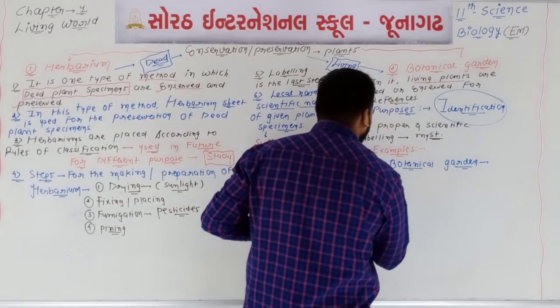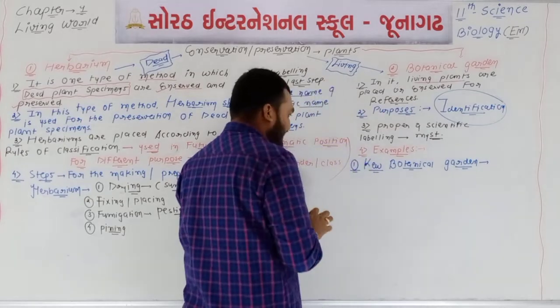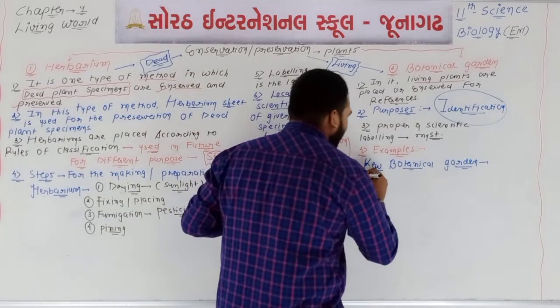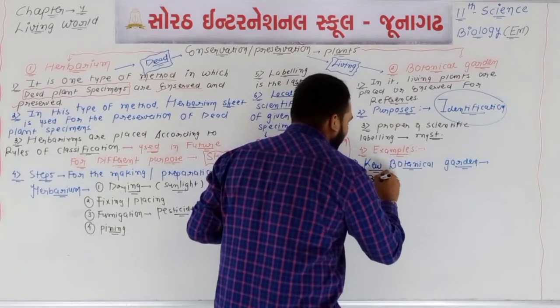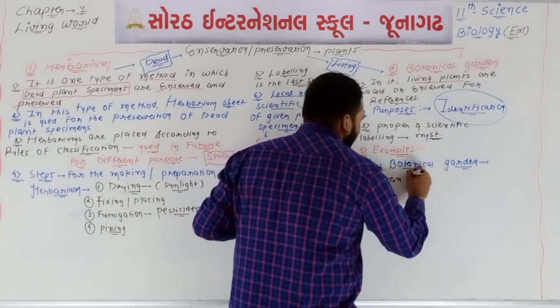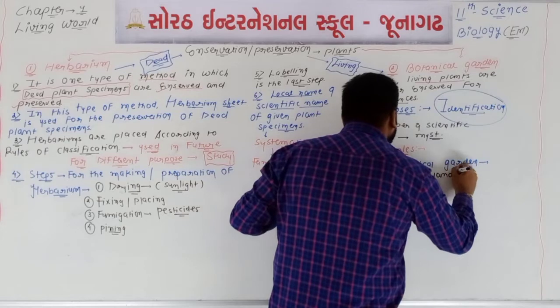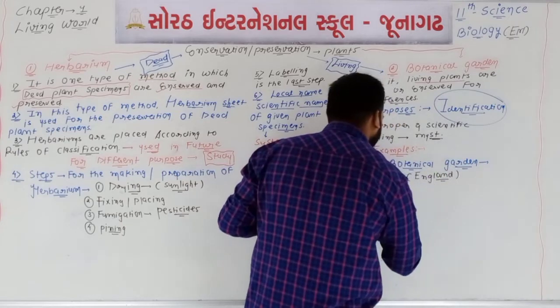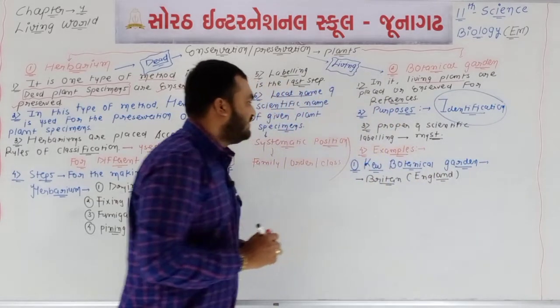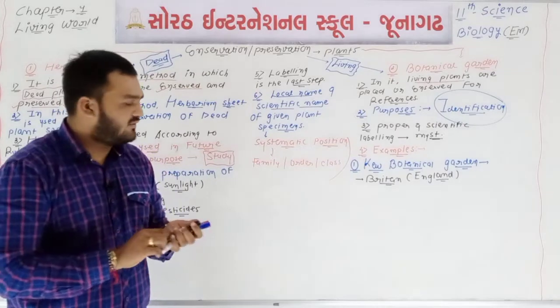If we talk about the location of the Kew Botanical Garden, it is located in Britain. Britain means we can say England. So the first one is the Kew Botanical Garden, which is found in England.